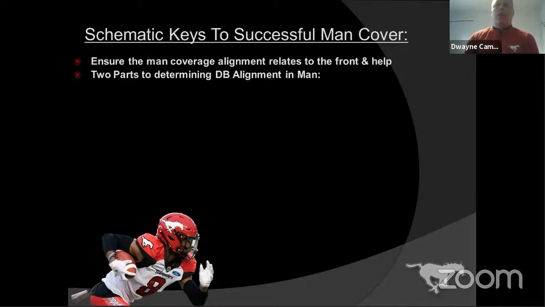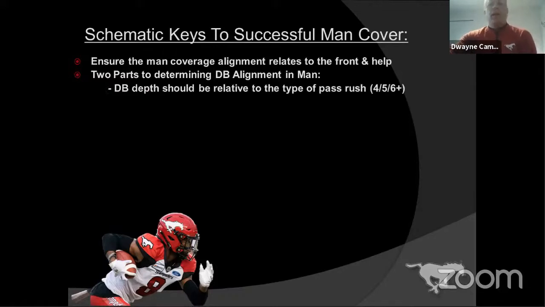And alignment really is broken down into two different parts for me, anytime we're playing man-to-man coverage. First, there's the defensive back's depth, and that depth should be relative to the type of pass rush that we have in the front. So if it's a base four-man rush, if you're adding one and sending five, or whether you really want to get after the quarterback and send six or seven rushers after the QB.